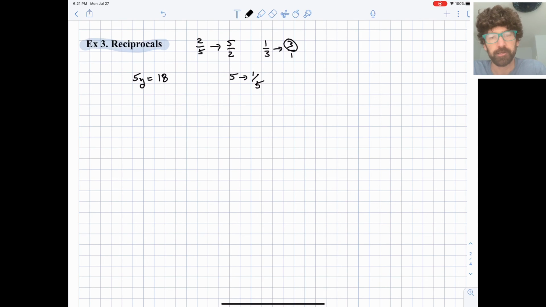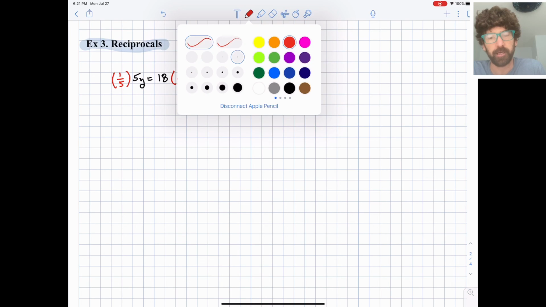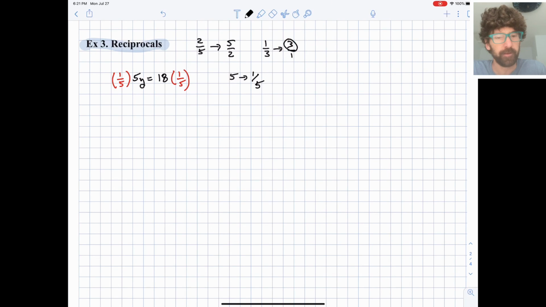Okay, so we're basically flipping the fraction, we're inverting the fraction. So we can solve these multiplication problems by multiplying by the reciprocal as well. So we don't need to do a division by 5, we could do a multiplication by 1/5. Okay, so let's see what we get with that. The 5 and the 1/5 cancel, and it looks like we have a y remaining on the left side, and 18 times 1/5 is 18 times 0.2 on my calculator, and that's going to give me 3.6.